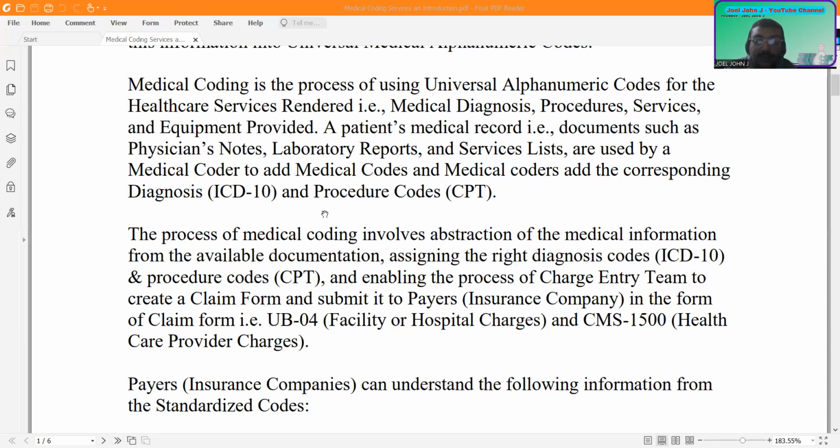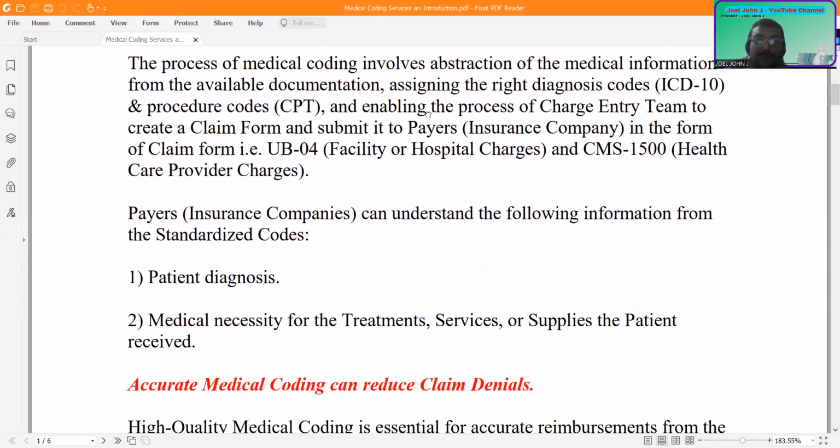Diagnostic codes are ICD-10 codes, and the current version is 10. Procedure codes stand for CPT codes. The process of medical coding involves abstraction of medical information from the available documents, assigning the right diagnostic codes, that's ICD-10 codes, and procedure codes, CPT codes, and enabling the charge entry team to create the claim form and submit it to the payer.